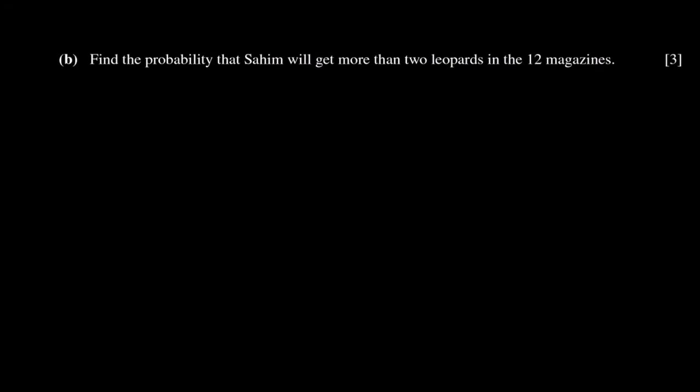Let's do part B. Find the probability that Sahim will get more than 2 leopards in the 12 magazines. Okay, so we can think of this as a binomial distribution. So let's think about this. Y is distributed binomially. He's got 12 different trials, right? Because he's getting the magazine on 12 separate occasions. And the probability of getting a leopard is a fifth.